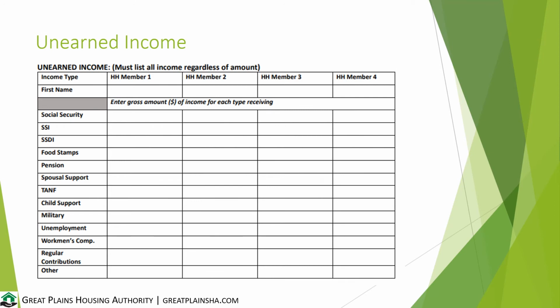Households may have unearned income as well. Unearned income comes from sources such as Social Security, child support, and food stamps. Eligibility is calculated on all sources of money received by you or money received by you on behalf of your children. Another form of unearned income is contributions. If you regularly receive financial support from an individual or organization, this is considered a contribution and must be reported.